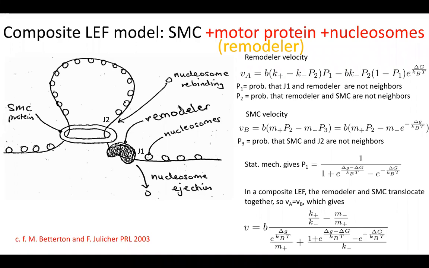Anyway, if you work out the details of this model, which we've done, what you discover is that in fact, the translocation velocity of this composite LEF is more or less the same as the translocation velocity of the remodeler on its own.